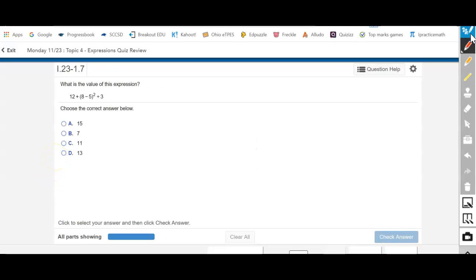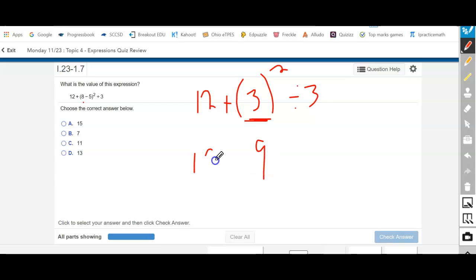Okay, let's write this one out. 8 minus 5 is 3, so 12 plus 3 squared divided by 3. So we got to do my exponents next. That is 9. 3 times 3 is 9, so 12 plus 9 divided by 3. I got to divide first. 12 plus 3 then is 15.